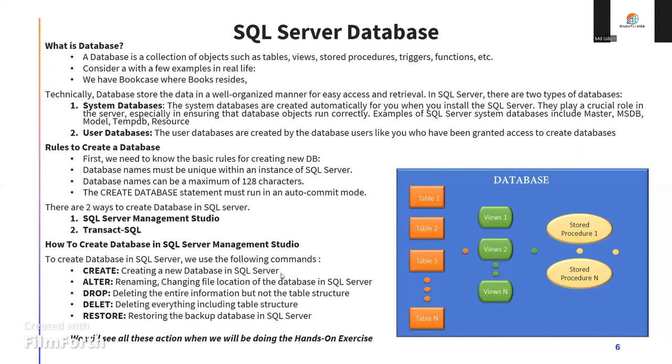Any more questions? So you can have table 1, 2, 3 until n number of tables. We call it n number because we don't know how many tables there are. You can have different views until n number. You can have stored procedures until n procedures.